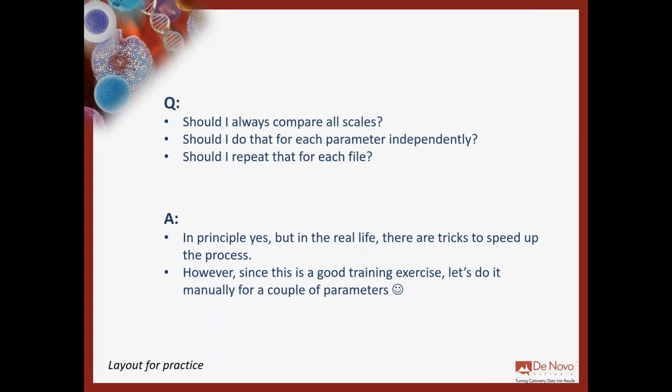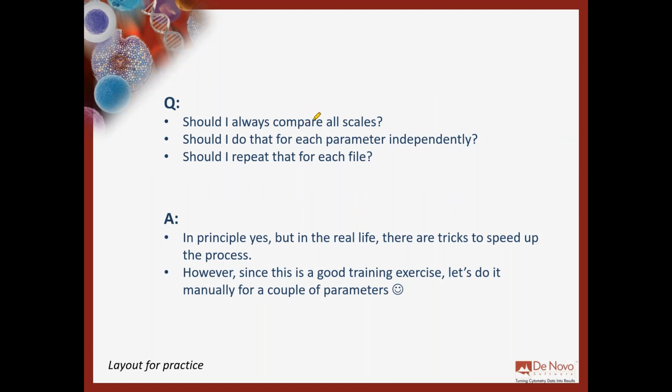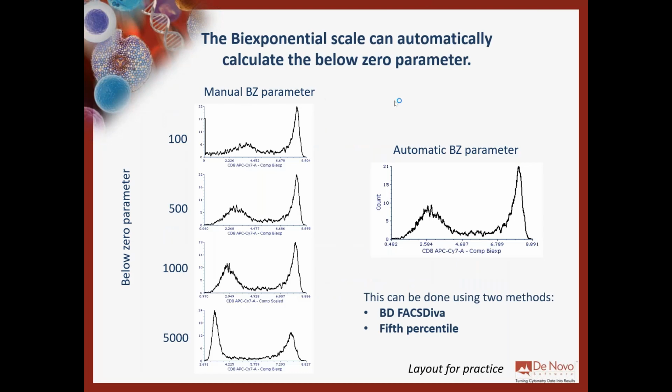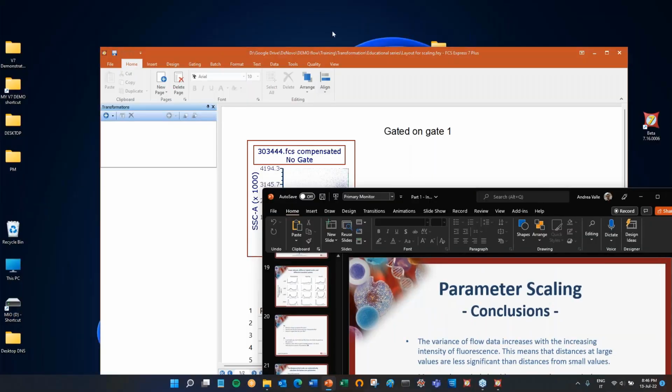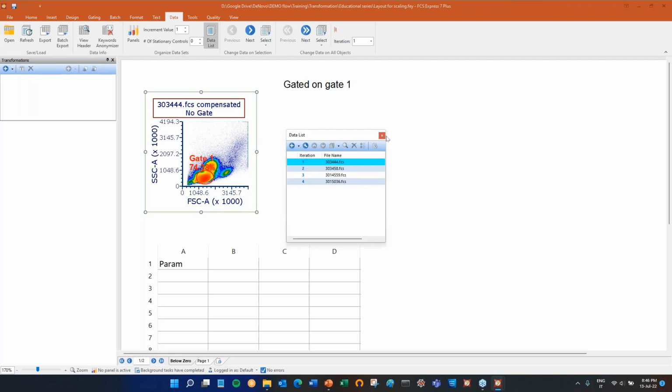In real life, there are tricks thanks to the B exponential scale that will make your life much, much easier. But I want to go through this manual process with you a little bit, like 5 minutes dedicated to doing something manually to then appreciate the automatic way much better. So let me open a layout in SGS Express. In this layout, I have a file. Actually, I have 4 files here. I'm just analyzing file number 1.